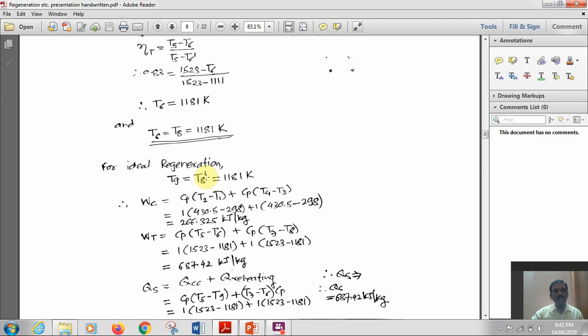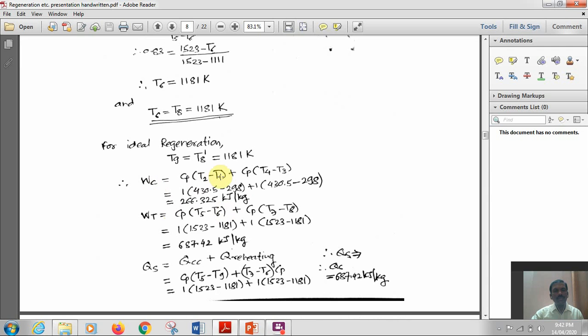For ideal regeneration, ignore this mistake. It should be T9 is equal to T8, 1181 Kelvin, and then WC is Cp (T2 minus T1) plus Cp (T4 minus T3). Substitute the values. I did it this way purposely to show you; otherwise you will come to know T2 is equal to T4 and T1 is equal to T3. So the work is the same, as Cp is also the same.